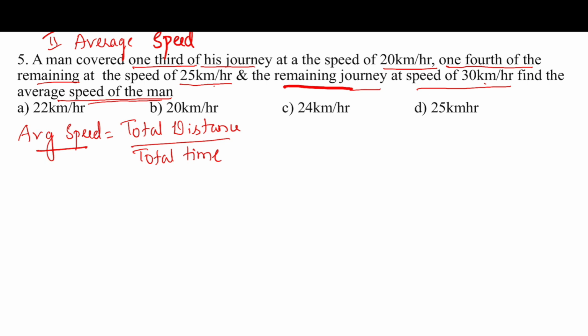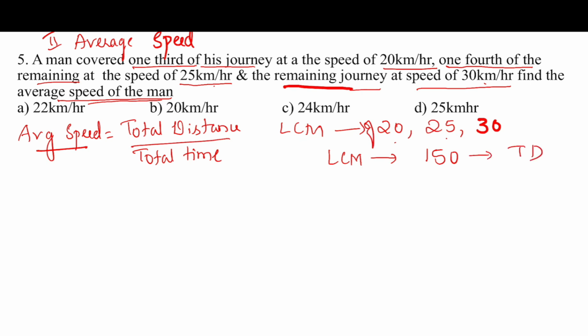So to solve such problems, the shortcut trick is to take the LCM of the different journey speeds they have given. Okay, LCM of 20, 25 and 30, these are the different speeds given, isn't it? So what is the LCM of 20, 25 and 30? It is 150. Now total distance, so this will be nothing but total distance. Okay, so total distance is how much?